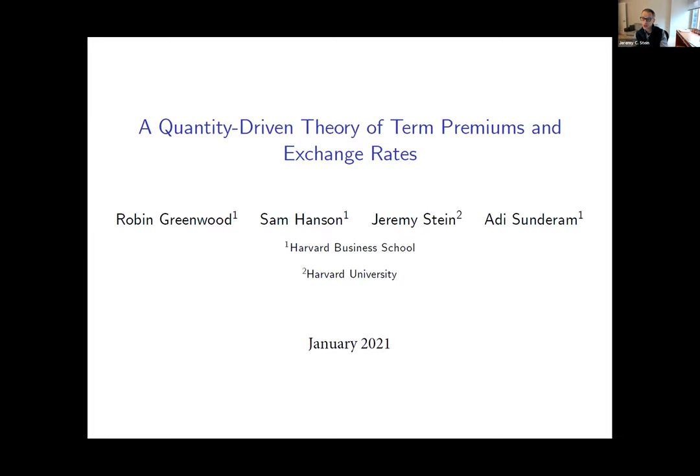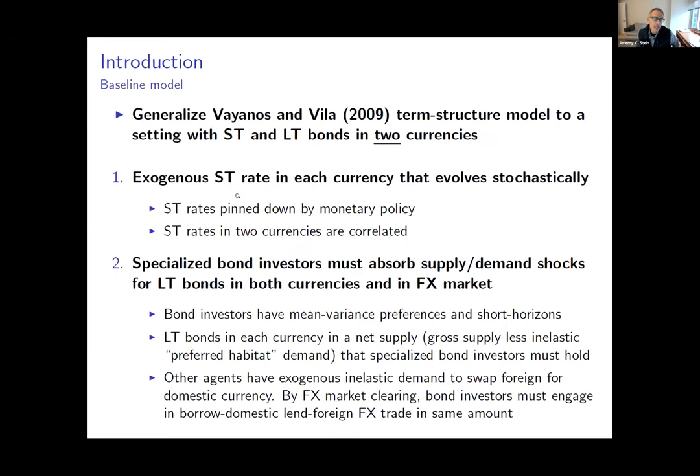And when there are two countries, you're now trying to pin down three objects: the term premium in the US, the term premium in Europe, and the exchange rate. And all of these will have risk premia in our model. And it's all about how the joint pricing of these risk premia gets determined. Okay, so that's the core thing that we're trying to do. That's what I've got in this slide. We're basically going to literally take a Vayanos-Vila style term structure model and just do it in two currencies, okay?